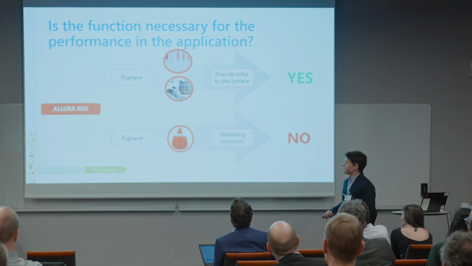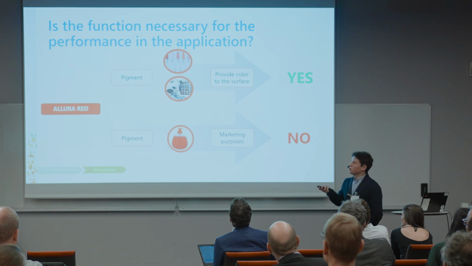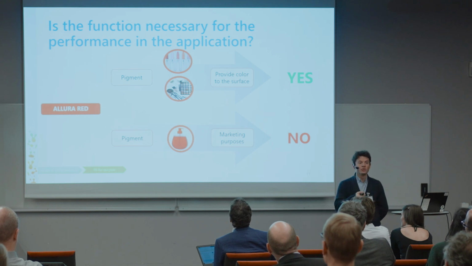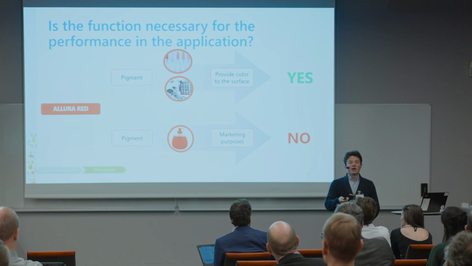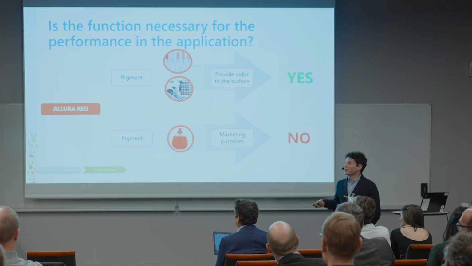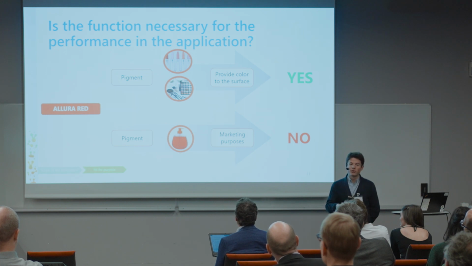For Aloe red, it's used first in makeup, again lipstick, etc., to provide a red color to a type of surface. So, for instance, if you want to buy a red lipstick, you expect your lips to be red afterwards. So then we consider that for this application, it was necessary for the technical performance of the product.